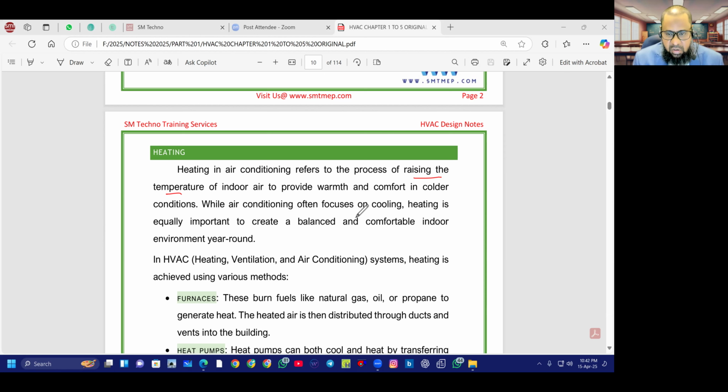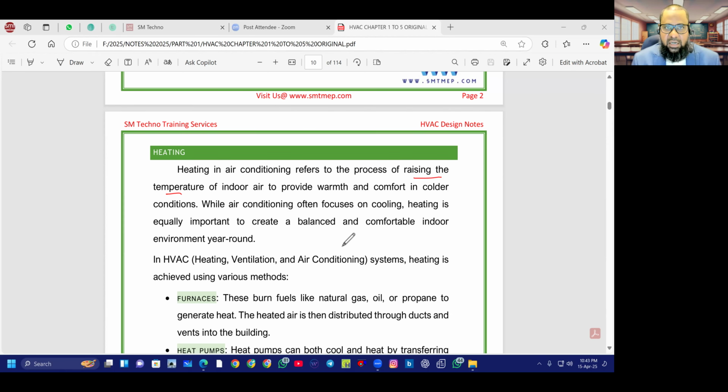Okay, while air conditioning also focuses on cooling, heating is equally important to create a balanced and comfortable indoor environment year-round. So this heating is for winter, and cooling is for what? Summer. Okay, so simply heating is what? Providing or increasing the temperature to maintain the comfort or standard temperature.